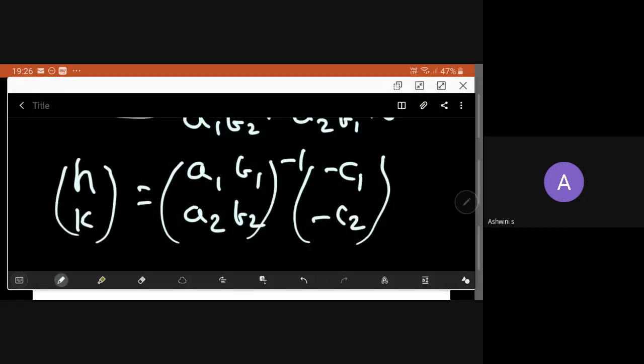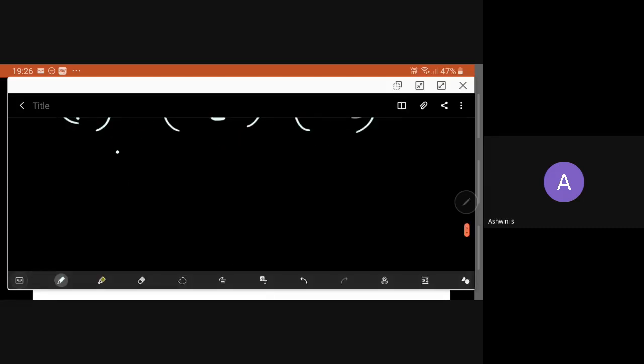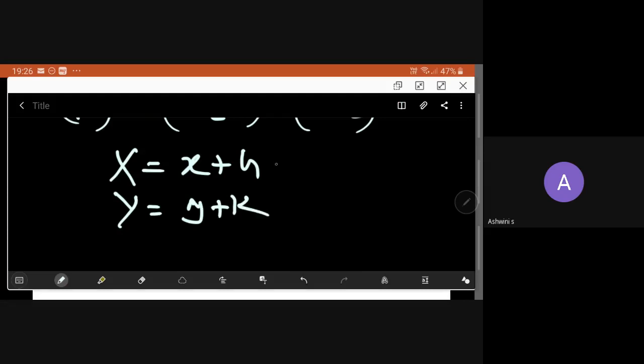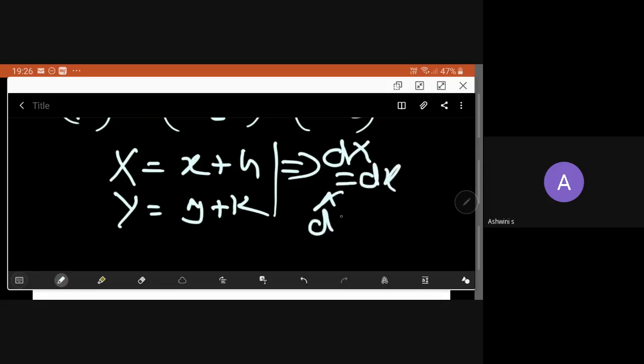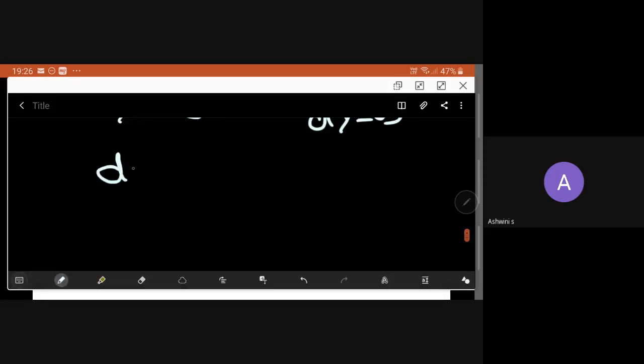Once we obtain this, we make a substitution: capital X is equal to x plus h, capital Y is equal to y plus k. From this, what can we get? dX is equal to small dx, and dY is equal to small dy. Once we observe this, we can easily say that dY by dX is nothing but dy by dx.